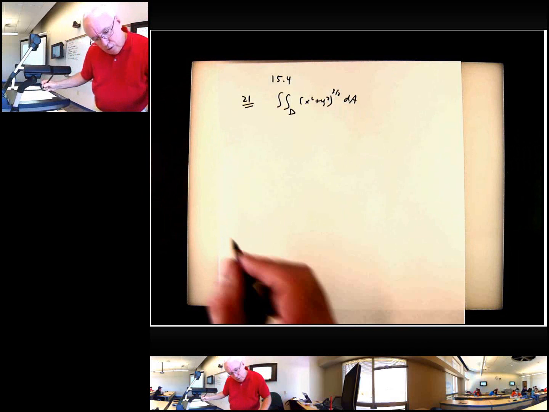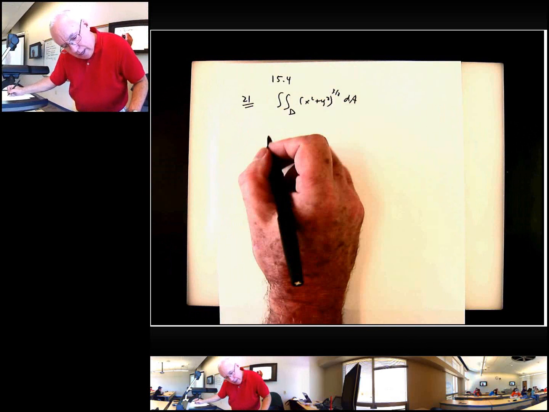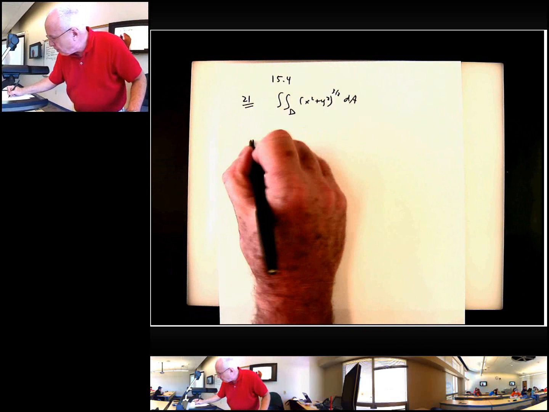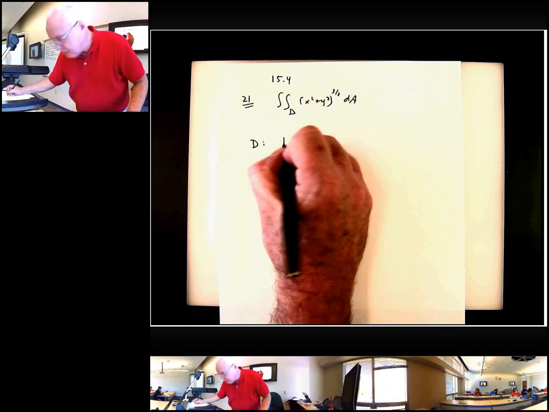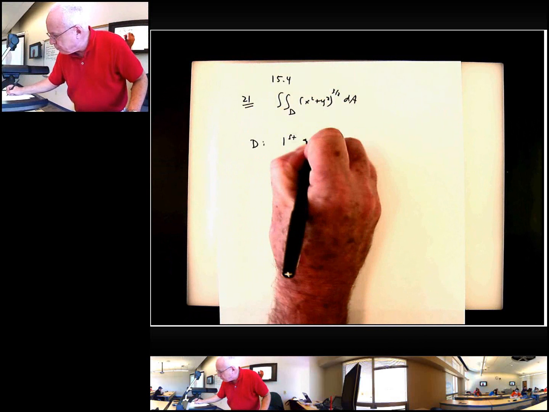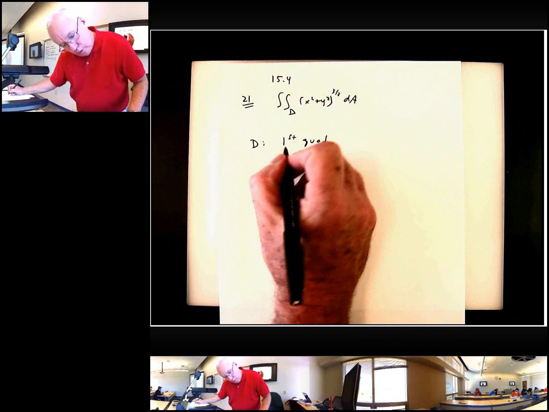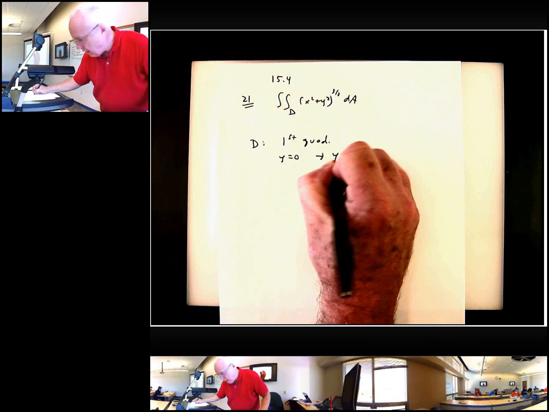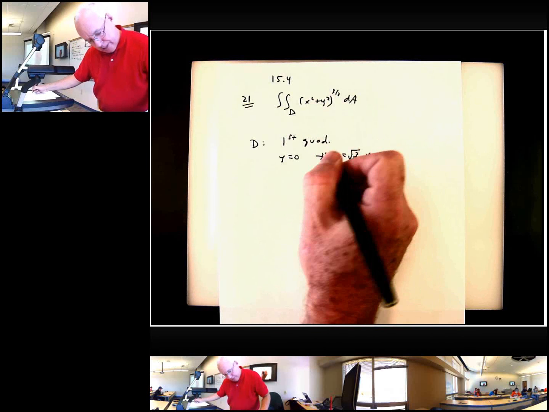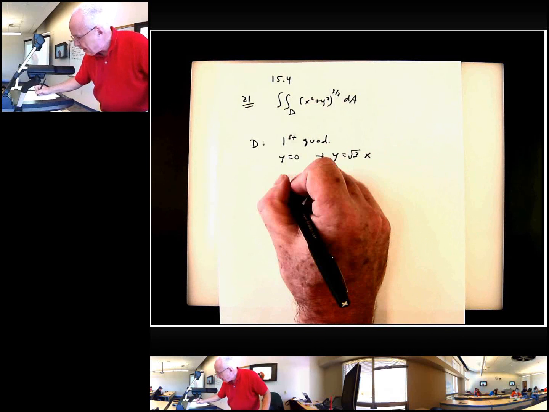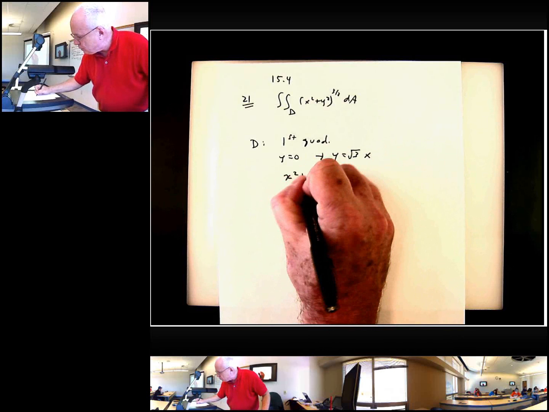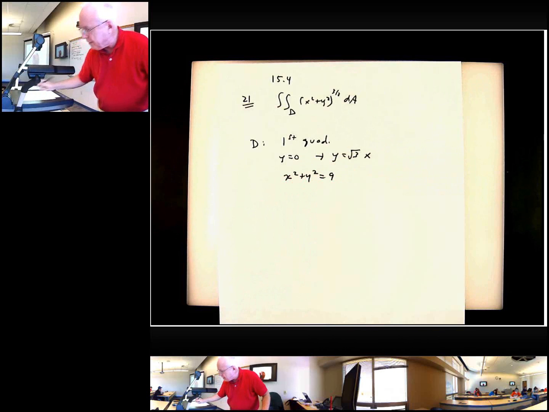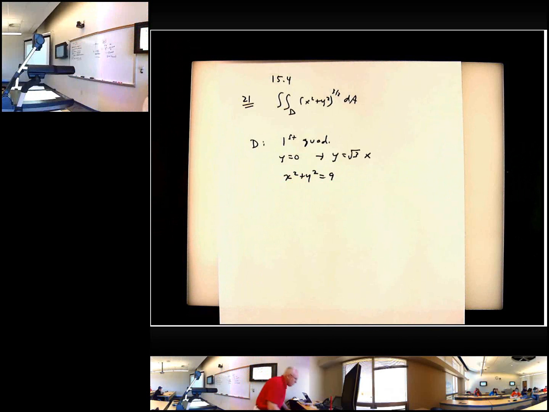And what are we told D is? We're told it's in the first quadrant. We're told it's bounded by the lines y equals 0 and y equals the square root of 3 times x. And it's bounded by the circle x squared plus y squared equals 9. All right. Okay.